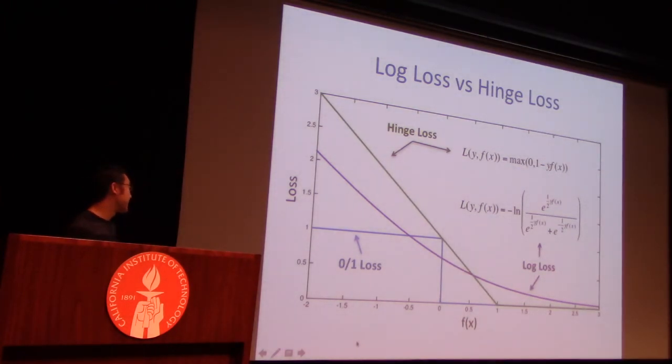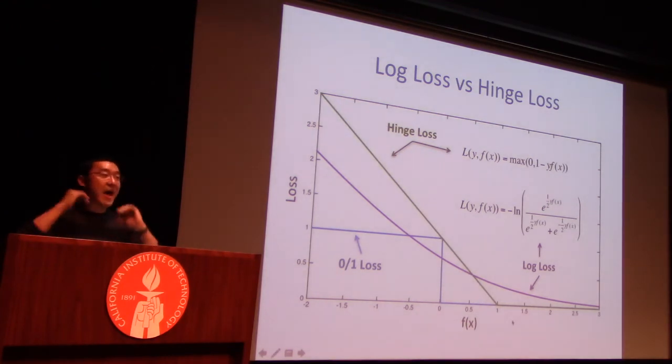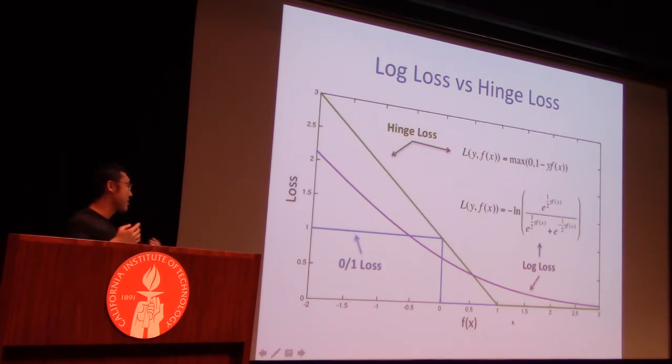Hinge loss basically says, as long as the model score is beyond some threshold, I don't care at all. And if the model score is not beyond that threshold, I care at a linear rate. Log loss says I start caring before that, basically, and I gradually converge to a linear rate.